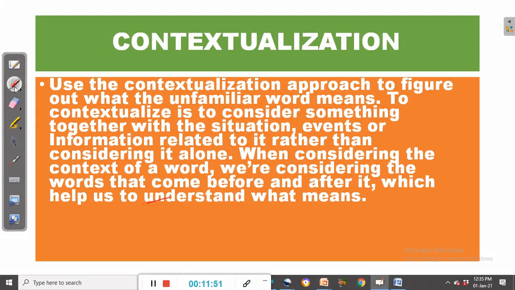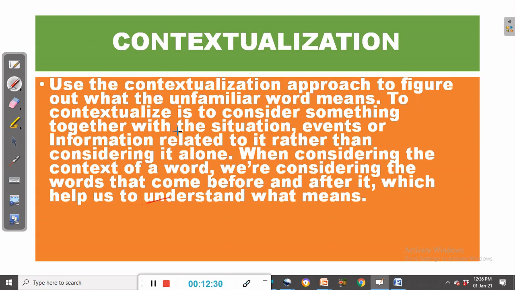Now, you can use the contextualization approach to figure out what an unfamiliar word means. When you look at a sentence and you don't know what a particular word means, then you can use contextualization. To contextualize is to consider something together with the situation, events, or information related to it, rather than considering it alone. So when considering the context of a word, we are considering the words that come before and after it, which help us to understand what it means.